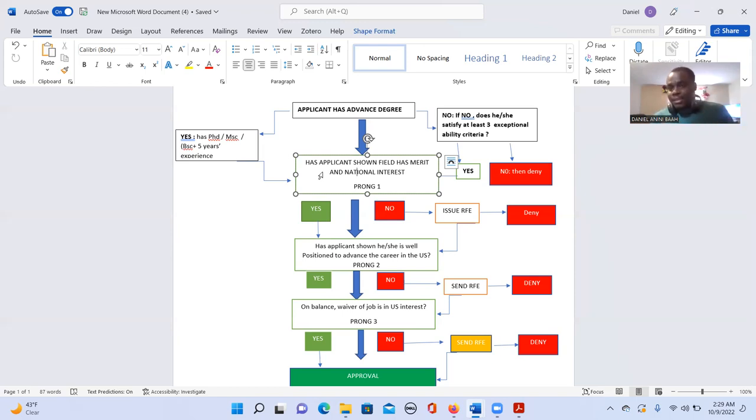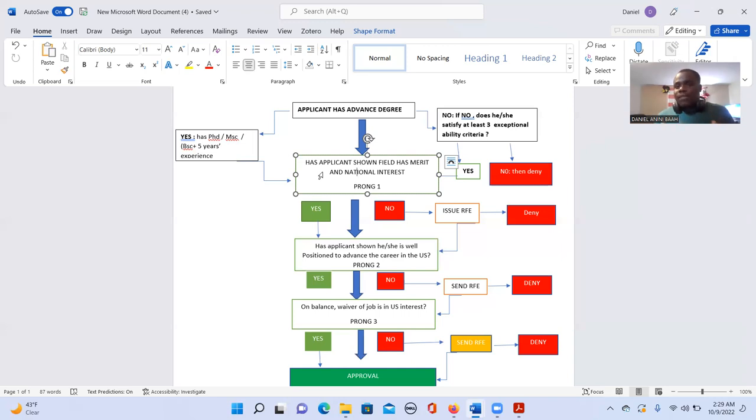How important is this? So the merit, the national interest: are there any news generated in the US concerning these fields? Are there any discussions going on? Are there any government offices funding this field or projects in this field in any way? That is the national interest. So that's not a place to start talking about yourself.